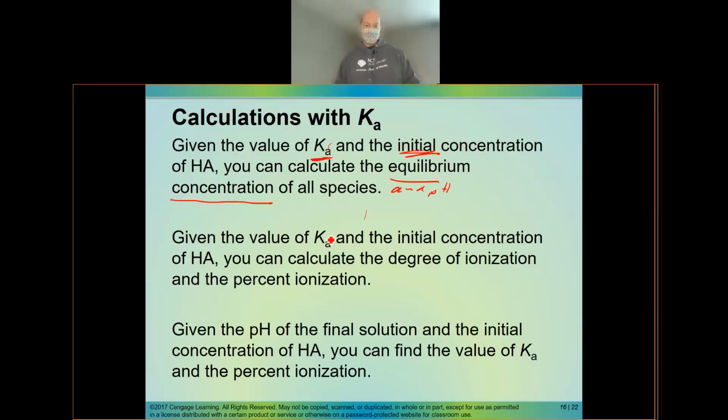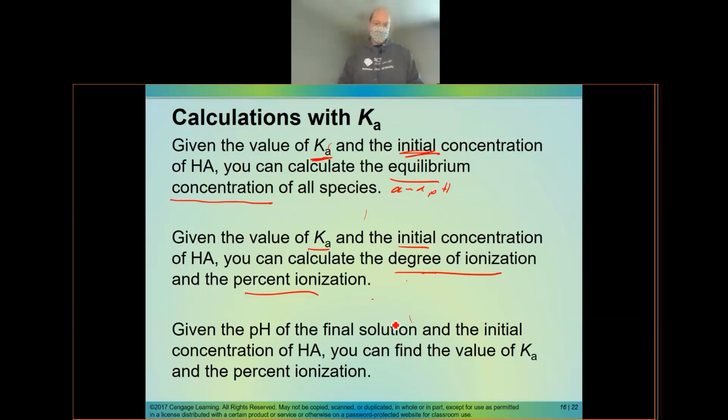All right, and so given the value of Ka and initial concentration, the same thing again. So down here, you're going to calculate the degree of ionization and the percent ionization. That should have been up there as well. Remember, the only difference is the degree of ionization. When you multiply that by 100, you then have the percent ionization. They mean the same thing, just percent means you multiplied it by 100.